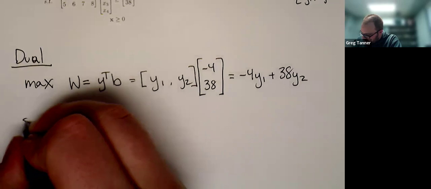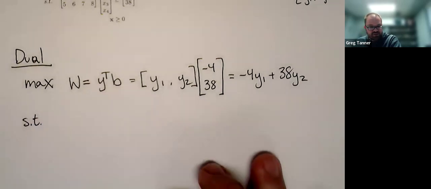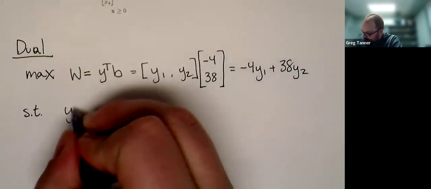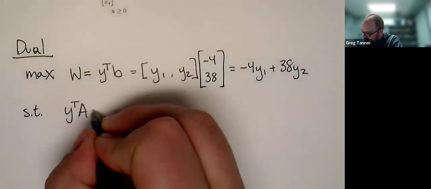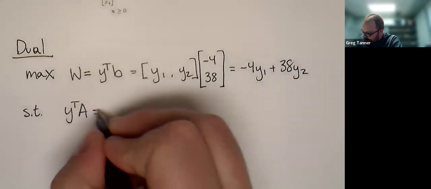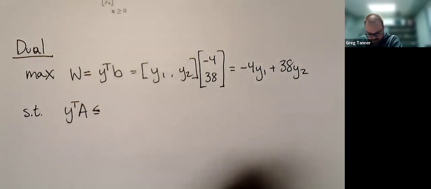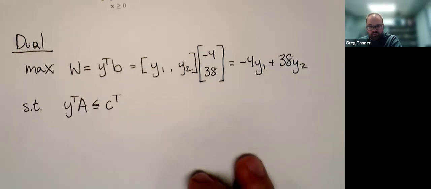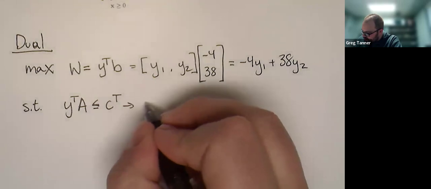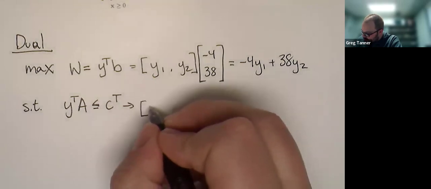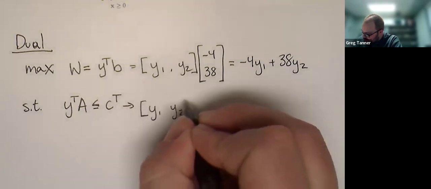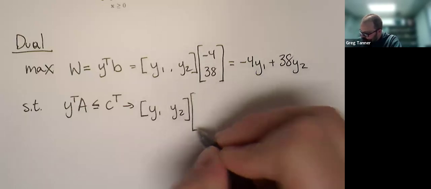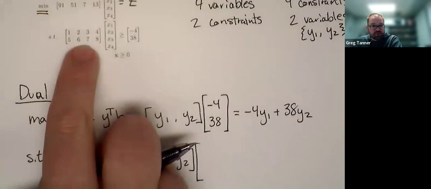So then we'll say ST stands for such that or so that. And we want to have that y transpose times the A is going to be less than or equal to c transpose. Okay, so let's think about what that looks like. y transpose is y1, y2. The A matrix is going to be this matrix up here.